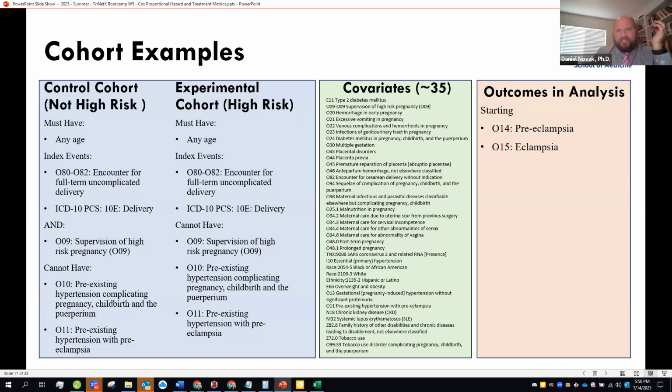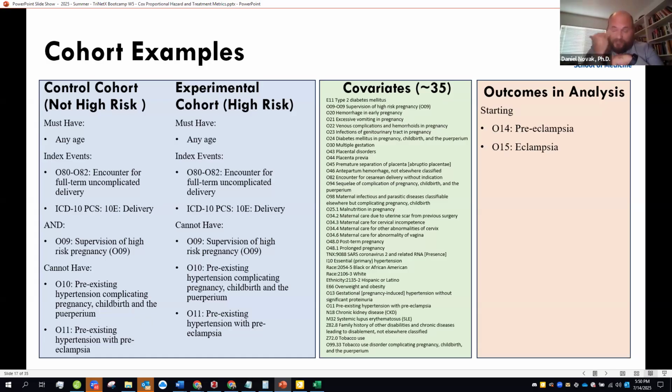The other cohort is full-term uncomplicated. There's no supervision for high-risk pregnancy. This is the... labeling on this is incorrect. This is the high-risk group. So we looked at cohorts, covariates.